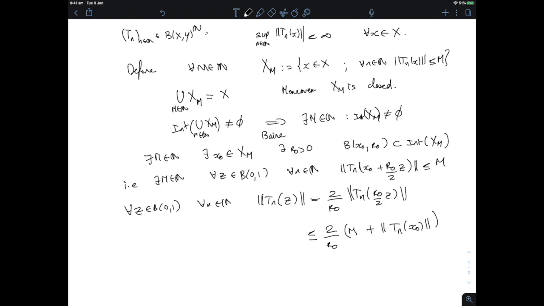But x naught was also chosen inside xm, so Tn of x naught is also smaller than m. So this entire thing is smaller than 4m divided by r naught. And that's true for every z in B of 0, 1. So then by linearity, what have we got? We've got that the supremum over n of the norm of Tn has to be smaller than 4m over r naught, which concludes the proof of the uniform boundedness principle.